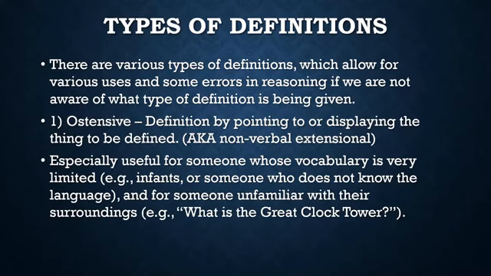Or, it could be an adult with very good vocabulary, but they're in an unfamiliar surrounding and they're supposed to meet someone at the Great Clock Tower, but they don't know where that's at. And you might ask someone and they just say, what is this Great Clock Tower? And they just point to it so you can see it.